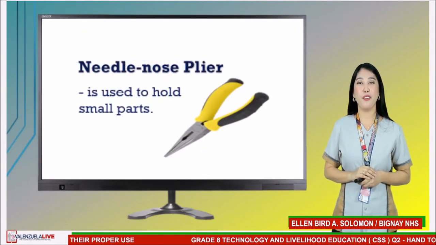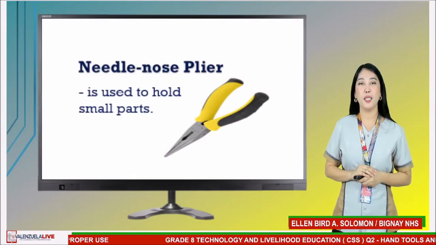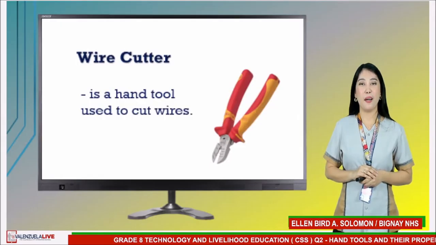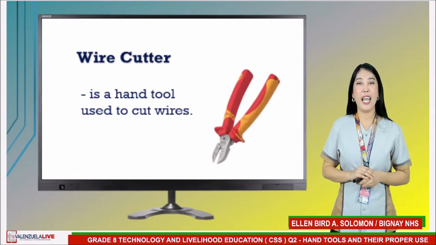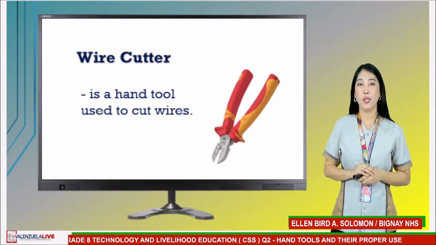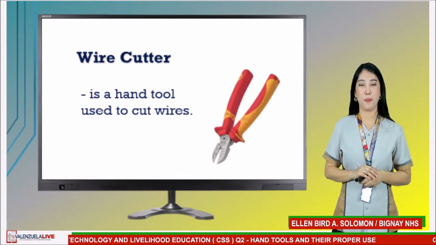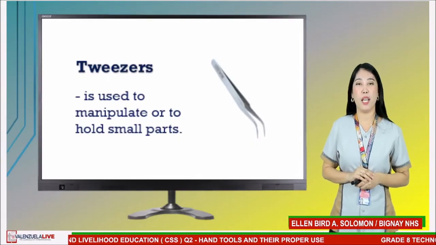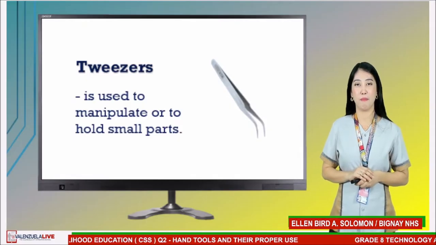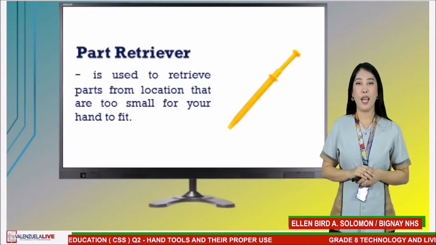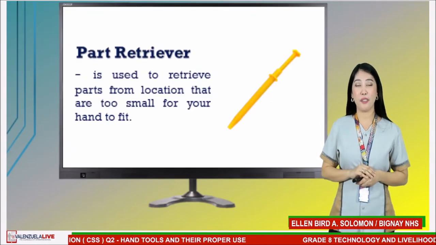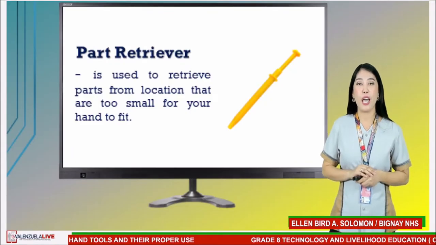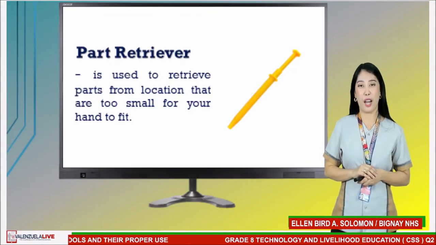We also have needle nose pliers. They are used to hold small parts. We also have the wire cutter, a hand tool used to cut wires. Next is tweezers. They're used to manipulate or hold small parts. And also a part retriever. It is used to retrieve parts from locations that are too small for your hand to fit.